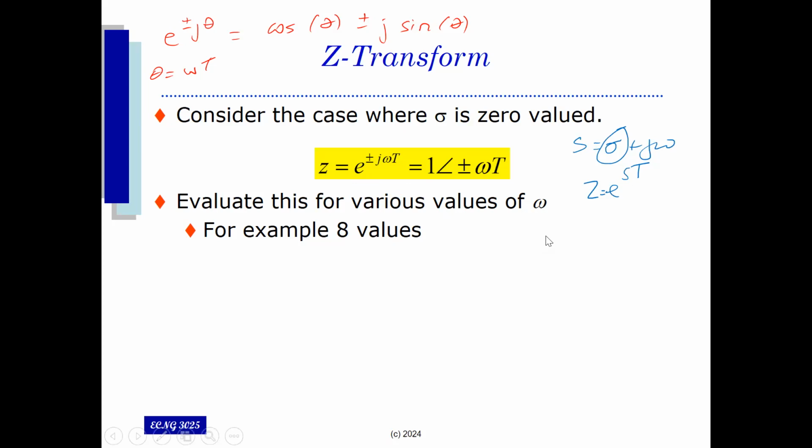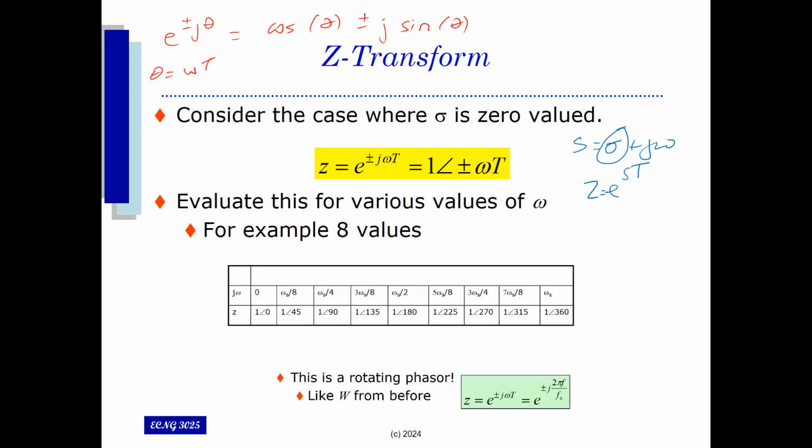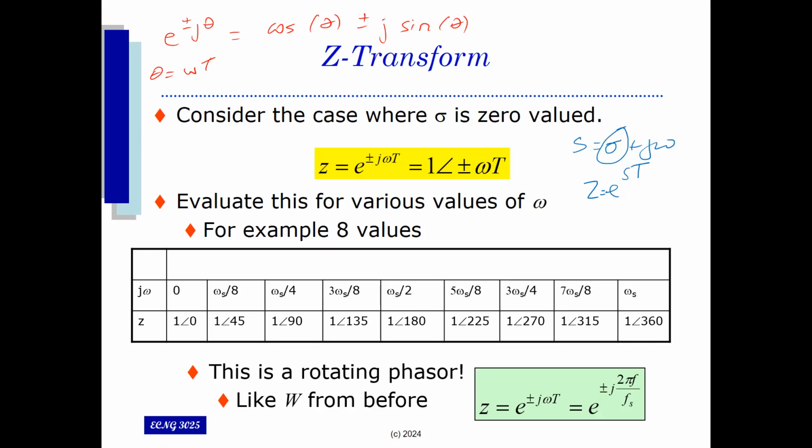And you could evaluate this, in this case, let's just see a little calculation here, to make the comparison between the Laplace domain and the Z domain. If I take 8 values, so I divide omega up into omega s over 8, 4, and so on, the equivalent values of Z are these going along here. One angle, and I'm putting it in degrees here: 1 at 0, 1 at 45, magnitude 1 at 90, and so on. So it is a rotating phasor, except that for positive values of omega we're going anti-clockwise. The twiddle factor went clockwise.